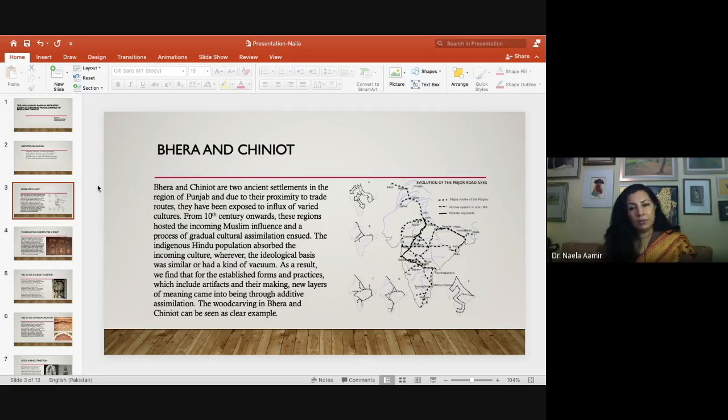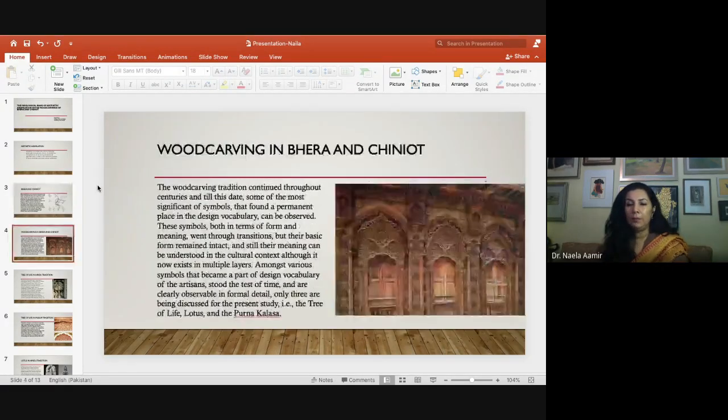and symbolic imagery. Particularly, the symbolic imagery in lieu of the cultural significance it carried went through a process of enrichment in meaning. The wood carving tradition continued throughout centuries. Until this date, some of the most significant of symbols that found a permanent place in the design vocabulary can be observed. These symbols, both in terms of form and meaning, went through transition, but their basic form remained intact, and still their meaning can be understood in the cultural context, although it now exists in multiple layers.